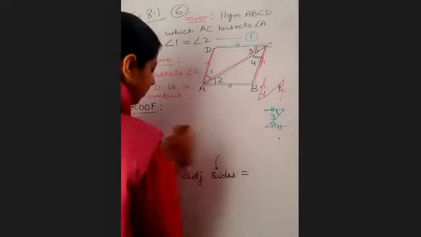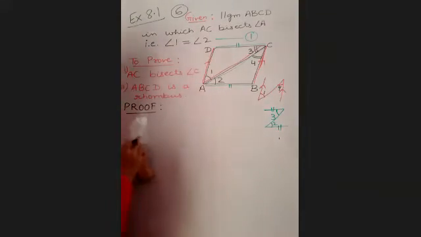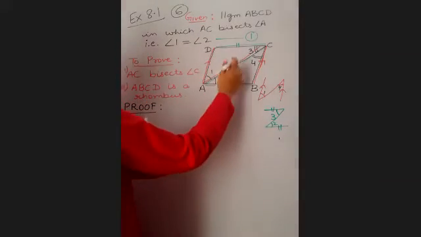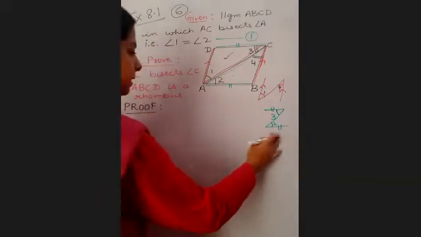So now for this, refer to any one of these triangles. There are two triangles being formed. Take any one. Let me just take ADC.